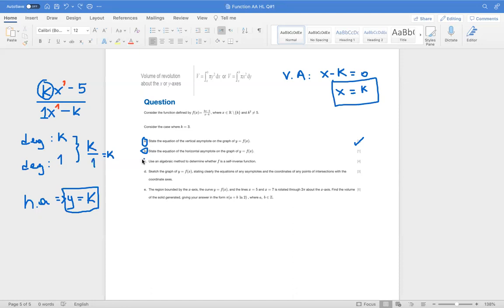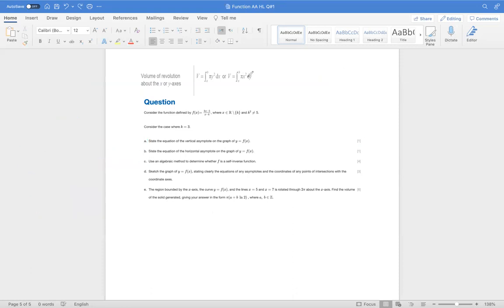Now, let's look at the third question. Use the algebraic method to determine whether f is self-inverse. Okay, let's clear this all. Self-inverse means if you take f of x and its inverse, and they are the same, then we call this function a self-inverse function. So we need to show this. If we can show it, then f will be self-inverse. So I have f of x, and now I need to get the inverse of f of x.